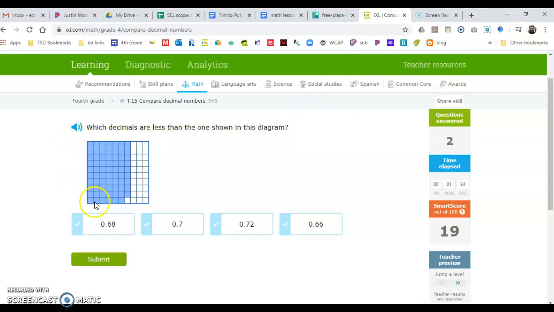Which decimals are less than the one shown? Well, this is 69 hundredths. Take a look down here. Well, I see 68 hundredths would be less than 69 hundredths. I see 66 hundredths would be less. Now the question is, what about these two right here?